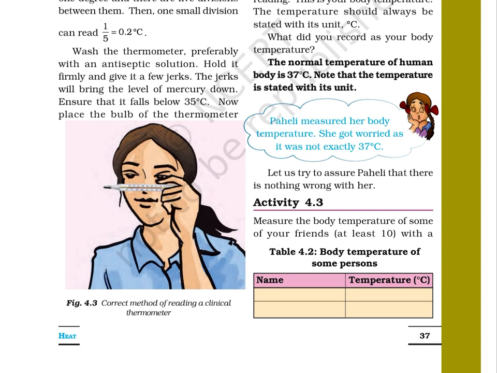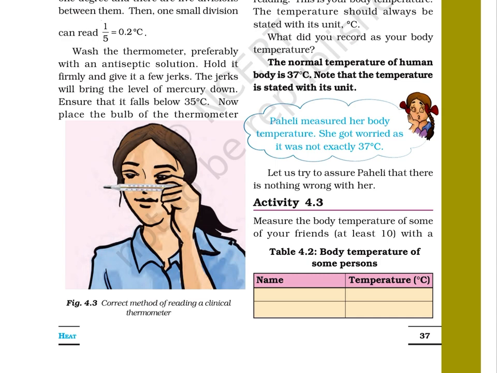Activity 4.3. Measure the body temperature of some of your friends, at least 10, with a clinical thermometer. Record your observations as in Table 4.2. Table 4.2. Body temperature of some persons. In this table, you will record the name of the person and his or her body temperature in degrees Celsius.